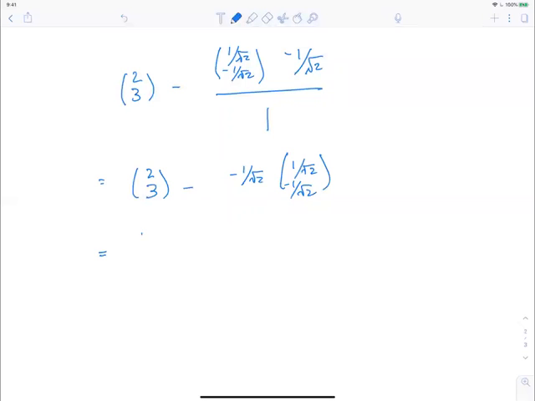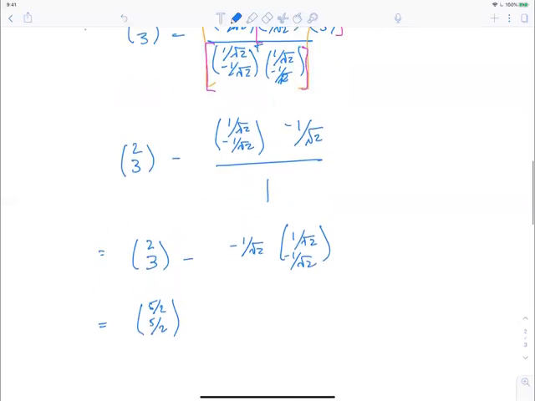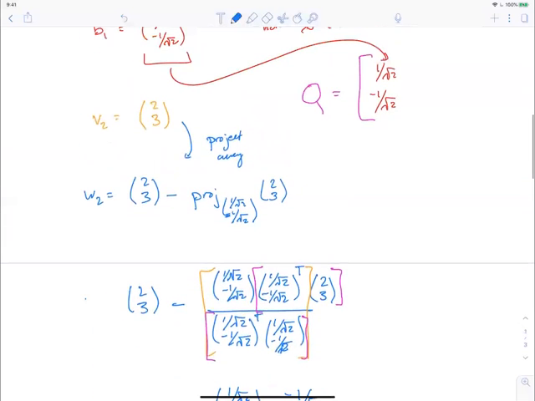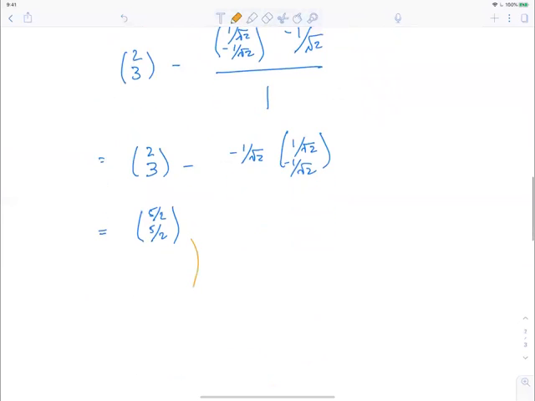But for now, let's go ahead and simplify it. So we get 5 halves and 5 halves. All right, so that was just what the 2, 3, when you project away, gives you. And now what we want to do is go back and divide by the norm.